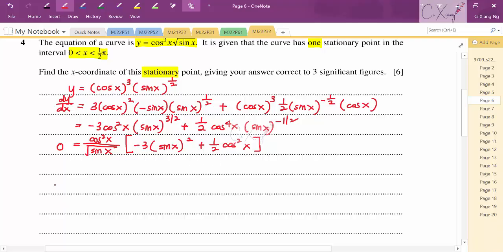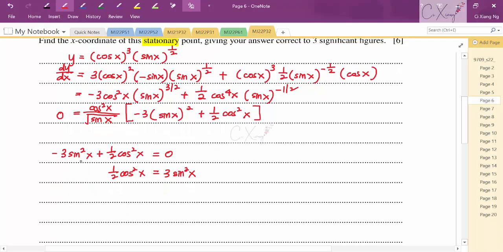So if I rewrite it, I will have negative 3 sine square x plus half cos square x, and it equals 0. Okay, so I have sine square and cos square. What I plan to do is try to change it to tangent, and then from there I can solve it. Some students might want to change everything to sine or everything to cos, which also can. They use the identity sine square plus cos square equals 1 and change the equation, also no problem. But what I plan is to use tangent.